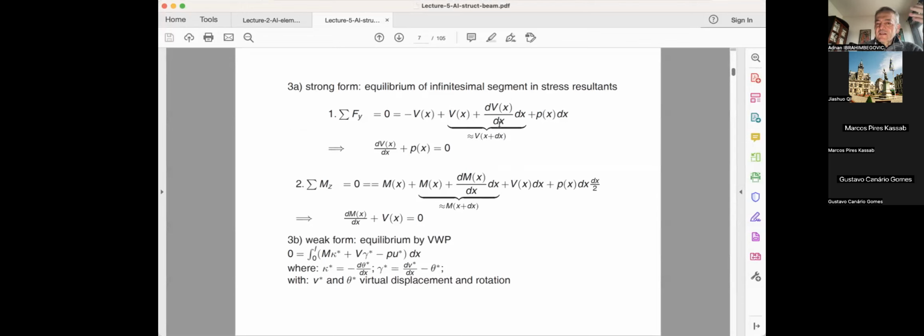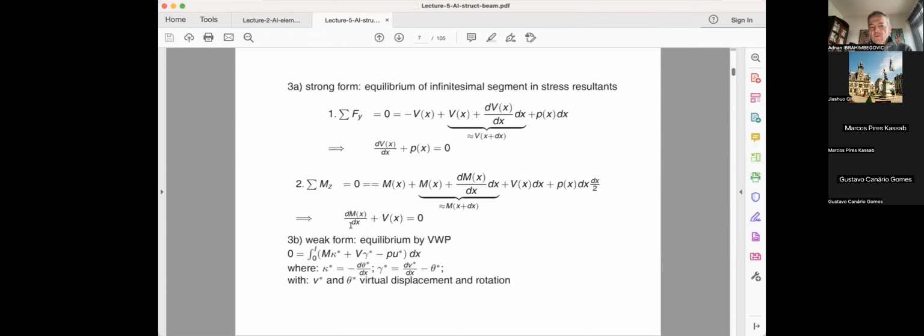I only have dV/dx plus P, being the transverse loading I apply to the beam, equal to 0. And then I take a moment equilibrium equation to have M of x and M of x plus dx, and then basically develop this again in an asymptotic development, cancel plus and minus M of x, and then I have dM/dx plus V is equal to 0. So these are two equilibrium equations in strong form.